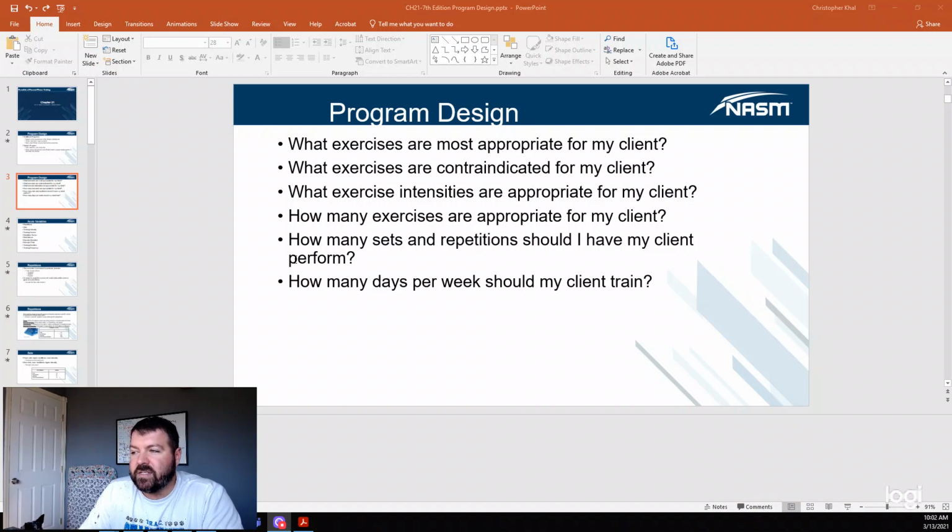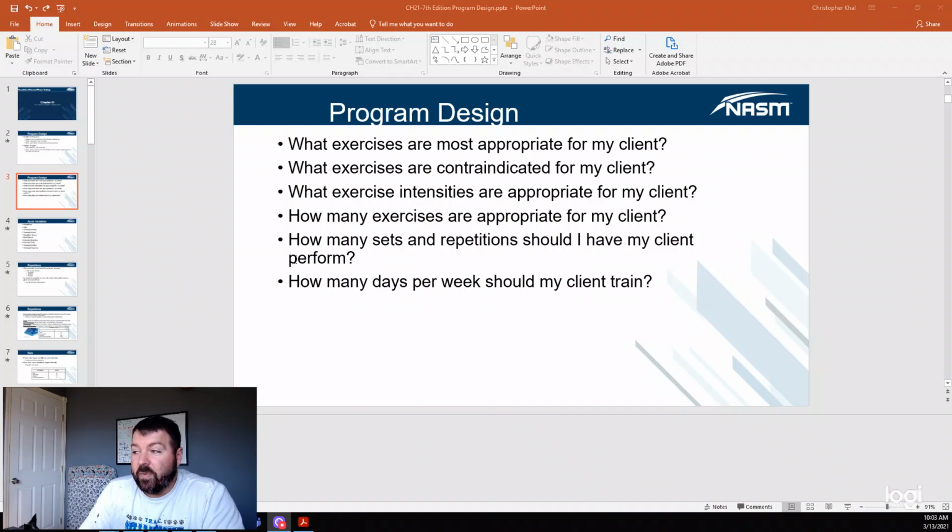All right, what exercise intensities are appropriate for my client? Okay, so same as the last one. Don't get too ahead of yourself. Don't push them beyond where they should be. Keep them kind of where they are, especially initially. You can start them off a little bit slower, and then kind of build them back up.